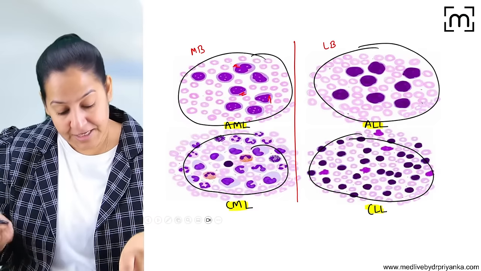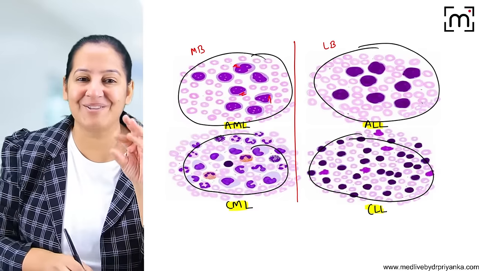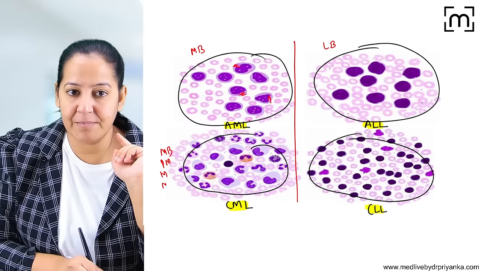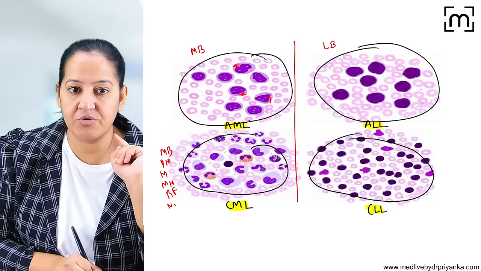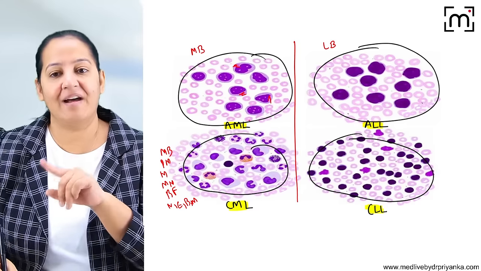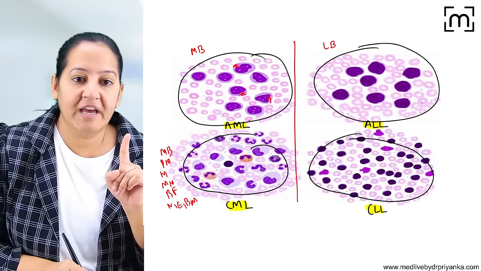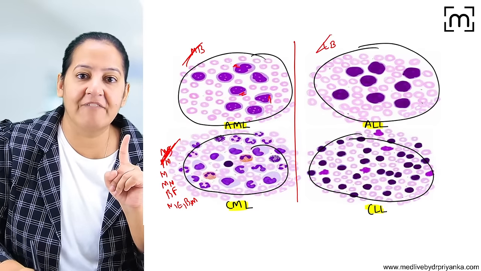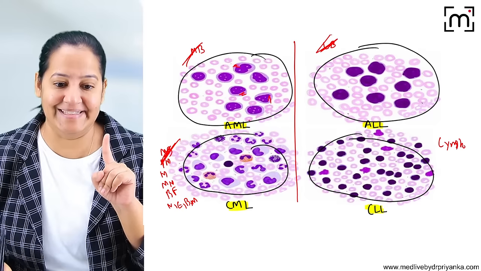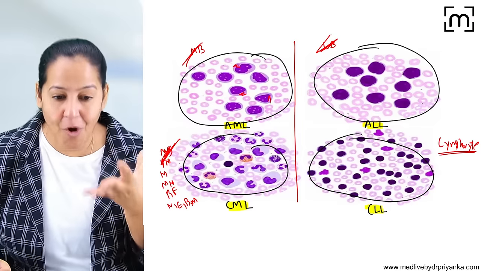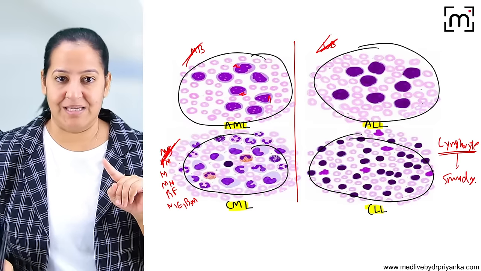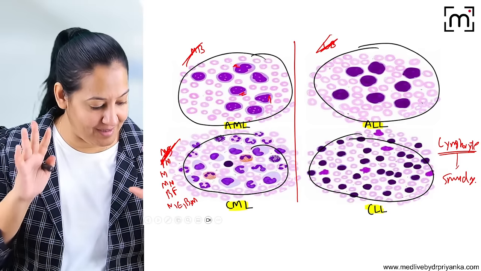In CML, it's a garden party appearance. You get many types of cells, especially the precursors: myeloblast, promyelocyte, myelocyte, metamyelocyte, band form, along with neutrophil, eosinophil, basophil, and monocytes. You get everything, a garden party. And here again, school uniform, but no blast. Here we have blasts, here we have blasts, here we have no blast in CLL. We have mature lymphocytes. It's not a blast, but it's abnormal, it's mutated, and the ruptured form is the smudge cell. So we can get smudge cells.